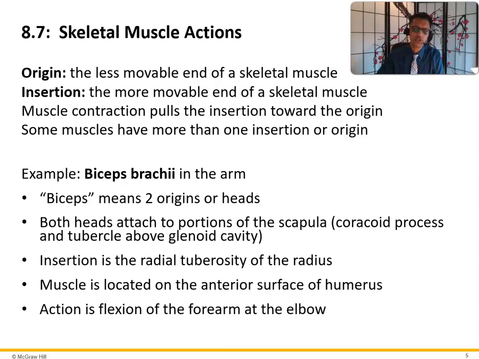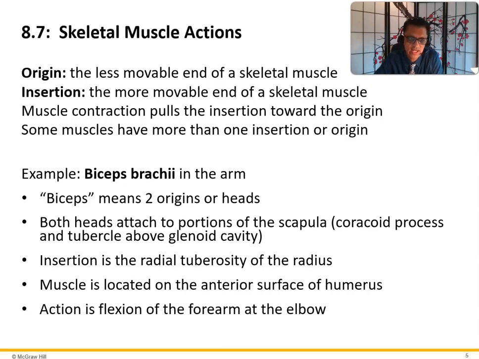So origin, you want to know what the difference between origin and insertion means. Origin is the less movable end of the skeletal muscle. Insertion is the more movable. So to give you an example, the origin of biceps is here, the insertion is here. When I contract, the insertion goes towards my origin. You see that? The insertion, which is the more movable end, goes towards the more stable end, which is the origin.